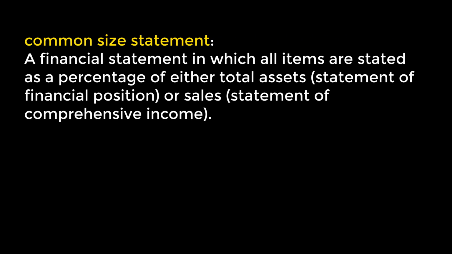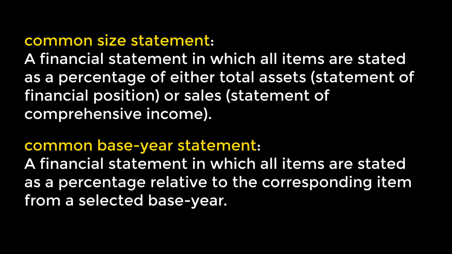A common-size statement requires every figure to be stated as a percentage of some selected benchmark. This makes it easier to compare the firm to its own previous year's data or to other firms. A common base year statement requires you to pick a base year and then state each account as a percentage of the corresponding account from the base year. The best way to understand either is to just go ahead and make one.